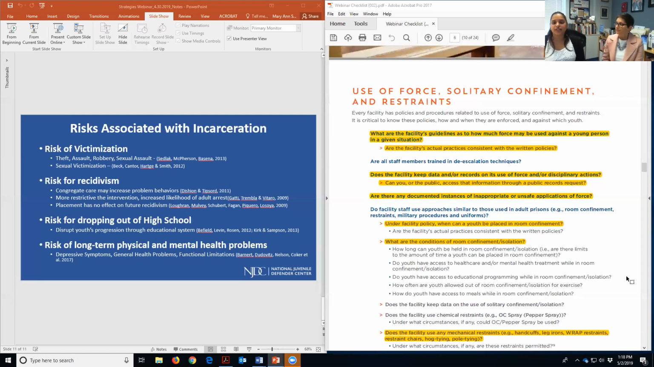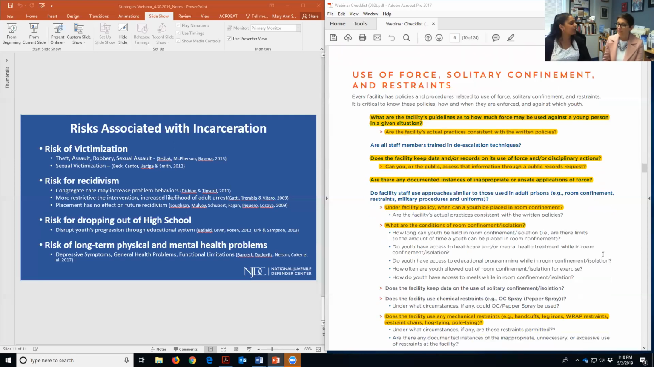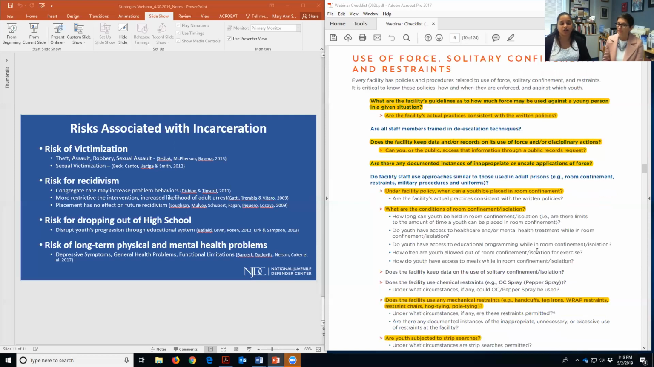Under the facility's policy, when can a youth be placed in room confinement? Are their practices consistent with those guidelines? Are there other names that they use for isolation, perhaps if they have a separate segregation unit, but they're instead isolating young people in their own individual cells with the same isolation restrictions or administrative policies, where they get regular checks, where an administrator has to be involved? Are those actually being followed? What are those conditions of room confinement? Are things removed from their room? What can they keep in their room?